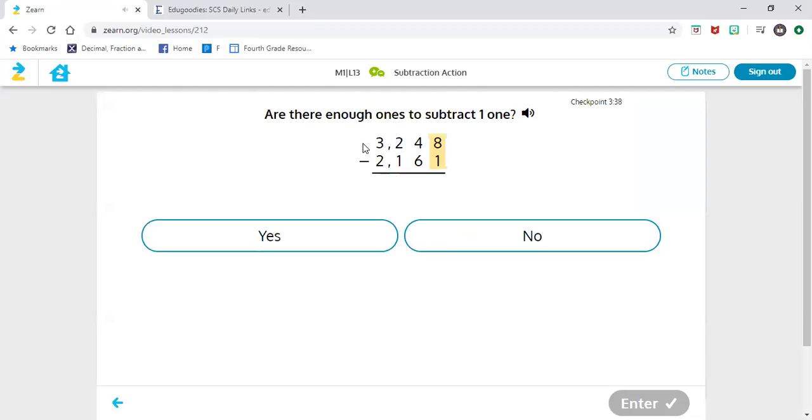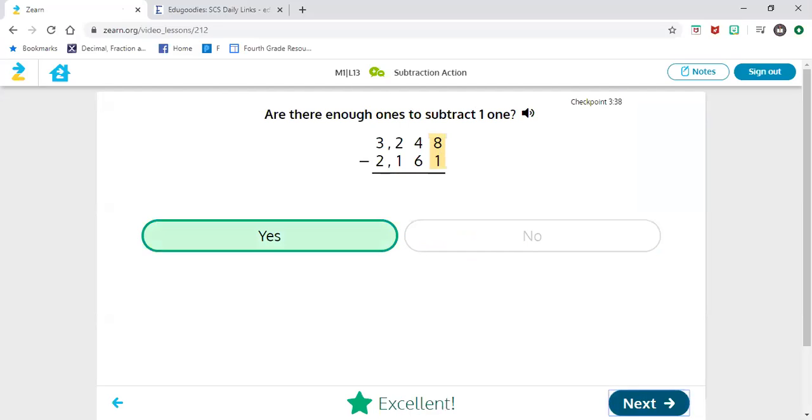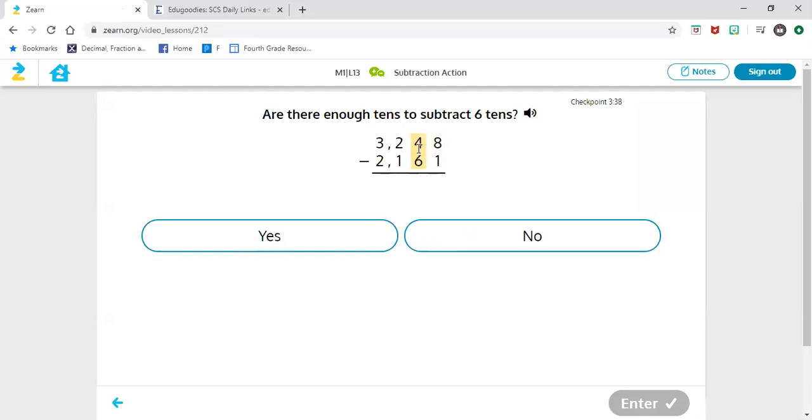Okay, so do we have enough? And this is the exact same problem. We're just going through it ourselves. So we always start with our ones when we're subtracting. Do we have enough ones in our top number to subtract away 1? Yes, I have 8. I can definitely take out 1. And then I move to my tens. Do I have enough tens to subtract out 6? No, because I only have 4 and I cannot take out 6.